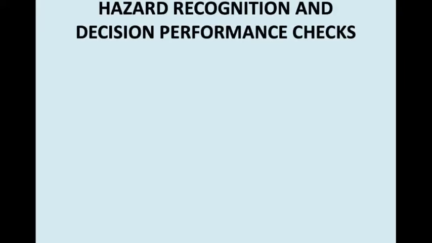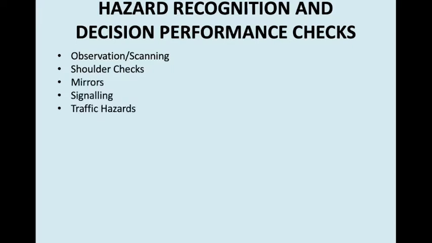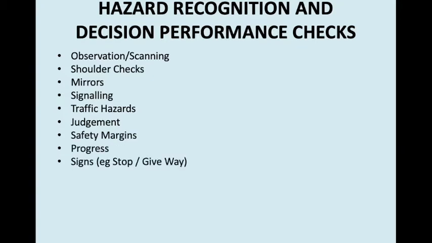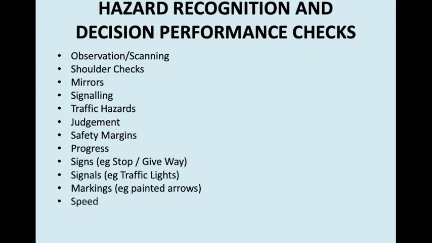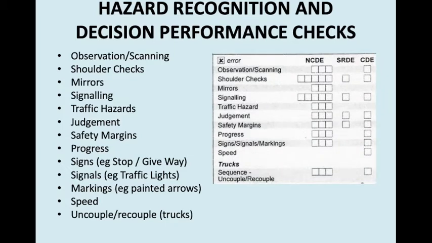We've got Section E now, hazard recognition and decision-making performance checks. So, observation and scanning, shoulder checks, mirrors, signalling, traffic hazards, judgment, safety margins, progress, signs, signals and markings, and speed. And uncouple, recouple for the trucks. So if you take a look at the table on the right, you'll see that same list that I just went through, and then we've got the boxes where the different types of driving errors are marked by the examiner.